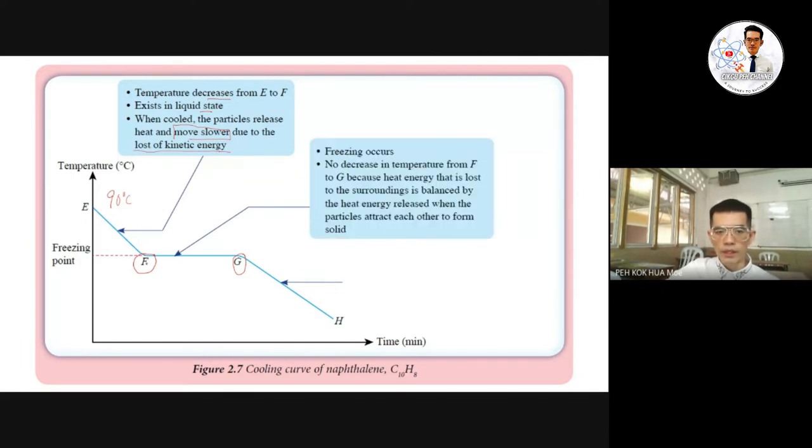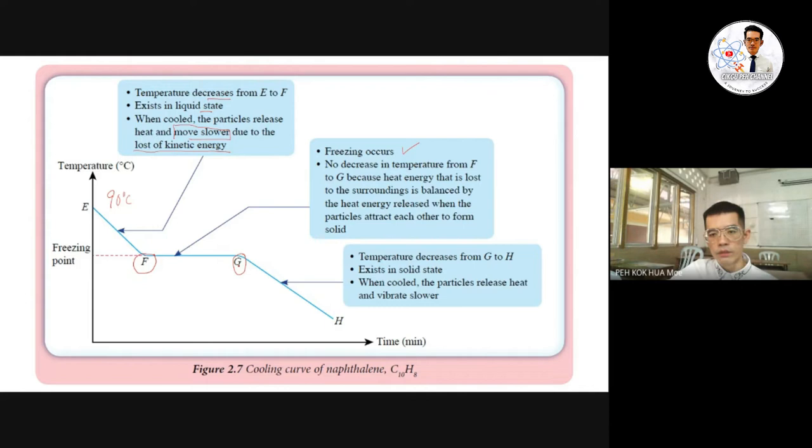Okay, and then at F to G, freezing occurs. There is no decrease in temperature from F to G because the heat energy lost to the surroundings is balanced by the heat energy released when the particles attract each other to form solid. So the energy here is balanced by the attraction of the particles, and it remains at the same temperature. That means the bonding between the particles is formed at this state. Then the temperature decreases from G to H, in solid state. When colder, the particles release heat and vibrate slower.